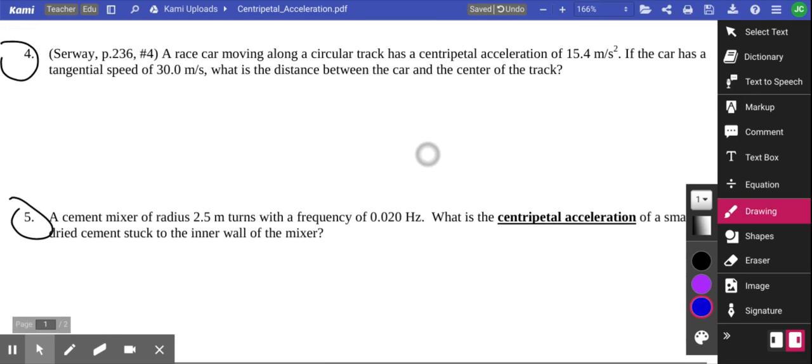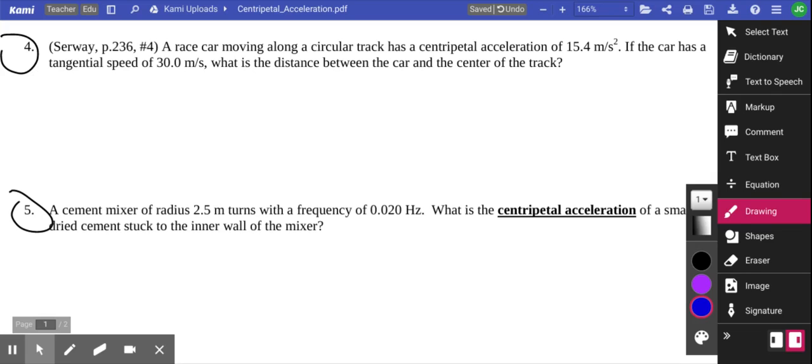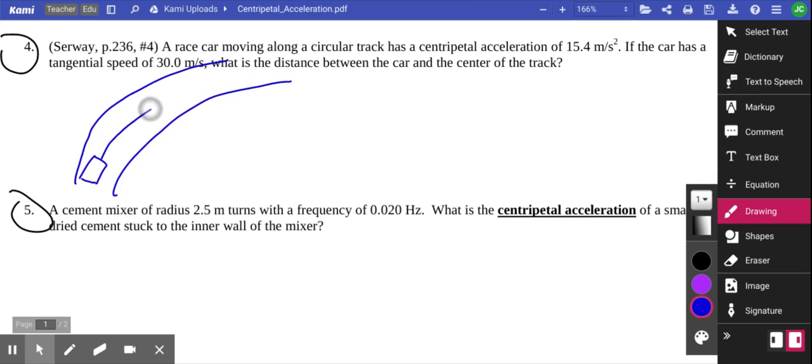Scrolling down, we're going to look at number 4. A car moving along a circular track has a centripetal acceleration of 15.4 meters per second squared. If the car has a tangential speed of 30 meters per second, what's the distance between the car and the center of the track? You could imagine this is what we call a flat curve, a car traveling along, going around that curve.